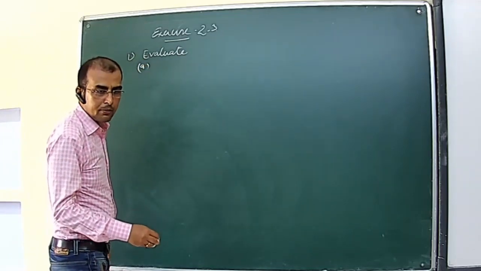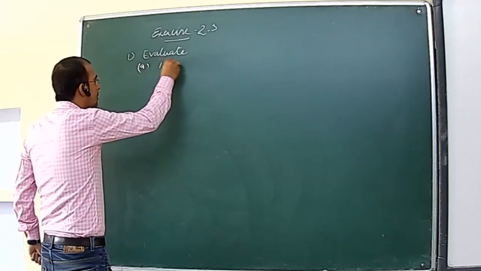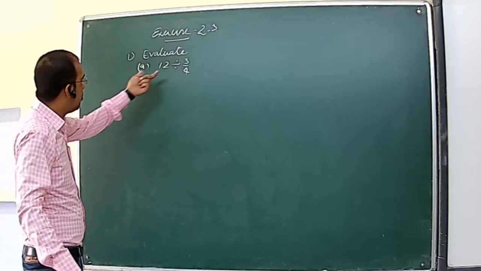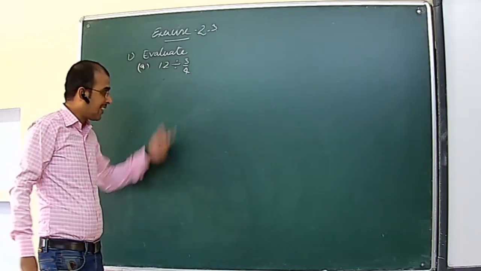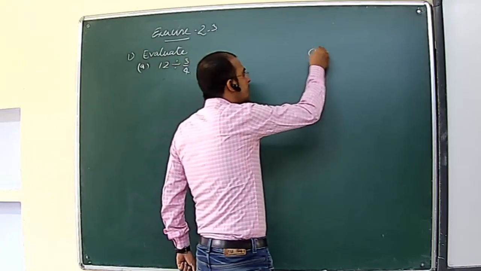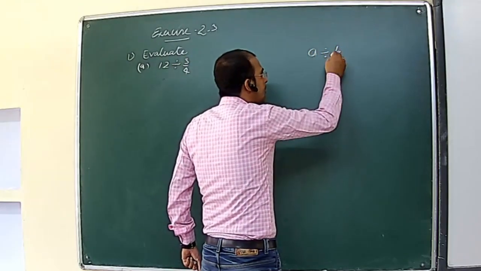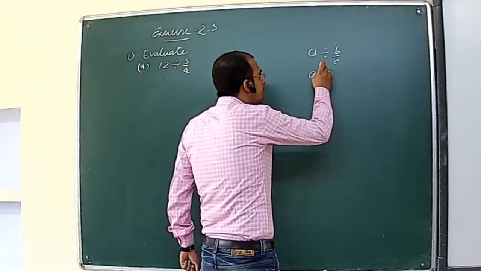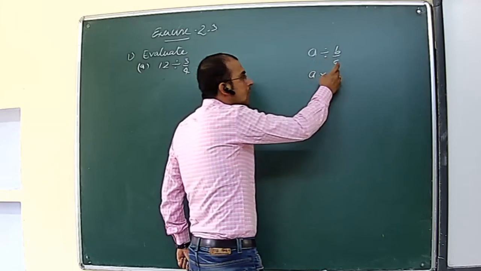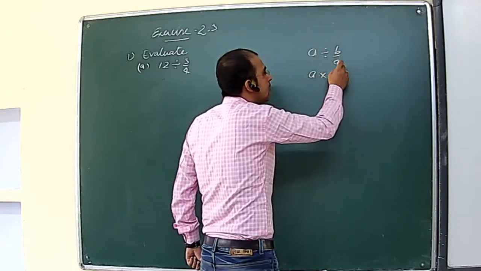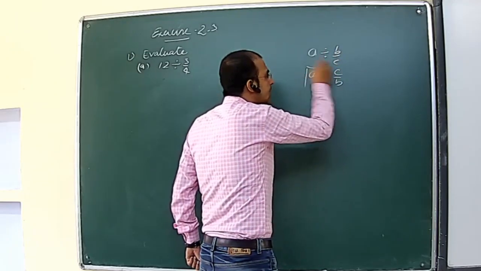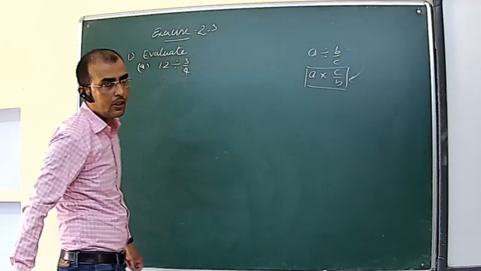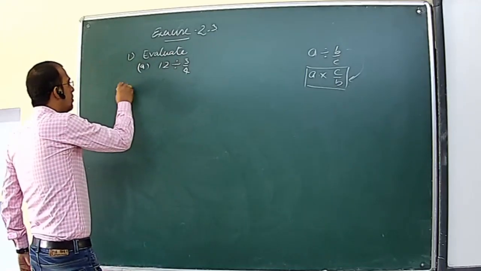12 divided by 3 by 4. What is 12? 12 is a whole number, and it is a whole number divided by a fraction. Suppose a whole number A is divided by B by C, where B by C is a fraction. We can write A into the reciprocal of this fraction, which will be C by B. This means we will change it in this form. Is it clear? Now, what will be the solution?